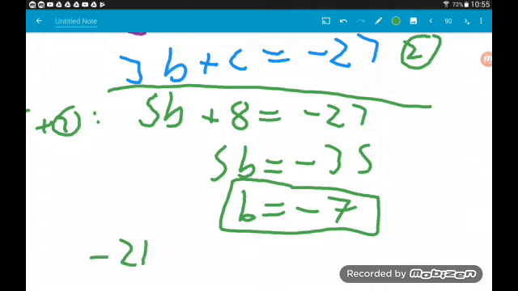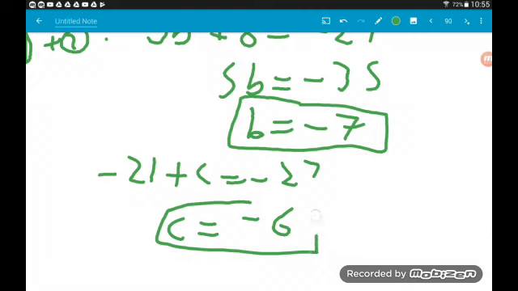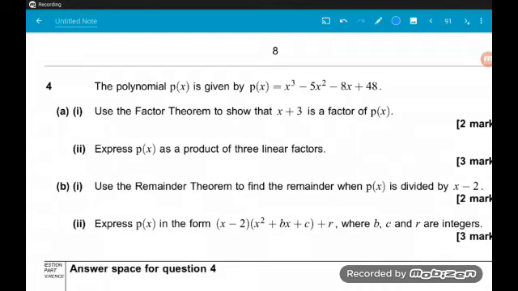Add c, and that is equal to minus 27. And then finally, if we add the 21, c is minus 6. There are our values of b and c. Good times. Okay, more polynomial fun for the second example.